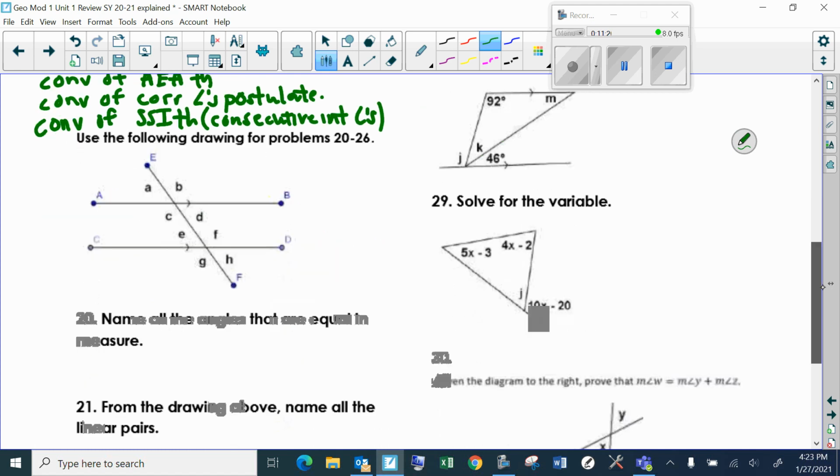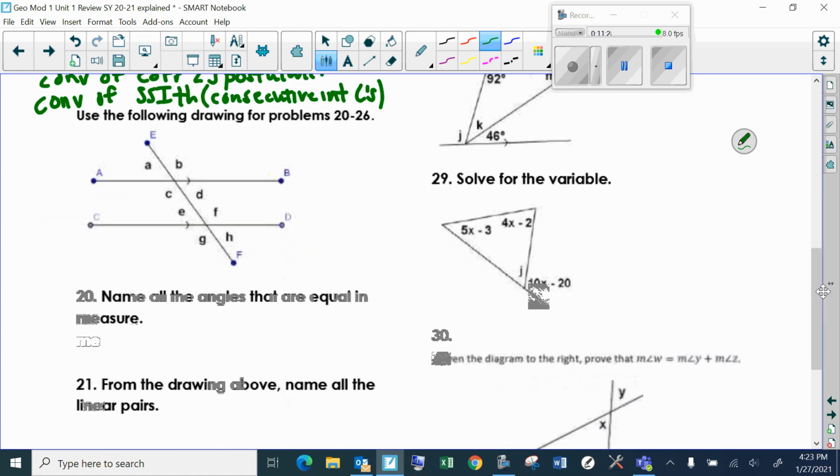Now we go ahead and use this to answer problems 2026. Name all the angles that are equal in measure. Well, A is congruent to D because of vertical angles. D is congruent to E. You have alternate interior angles. E is congruent to H, vertical angles. You could also go on A is congruent to E, and D is congruent to H by corresponding angles postulate.